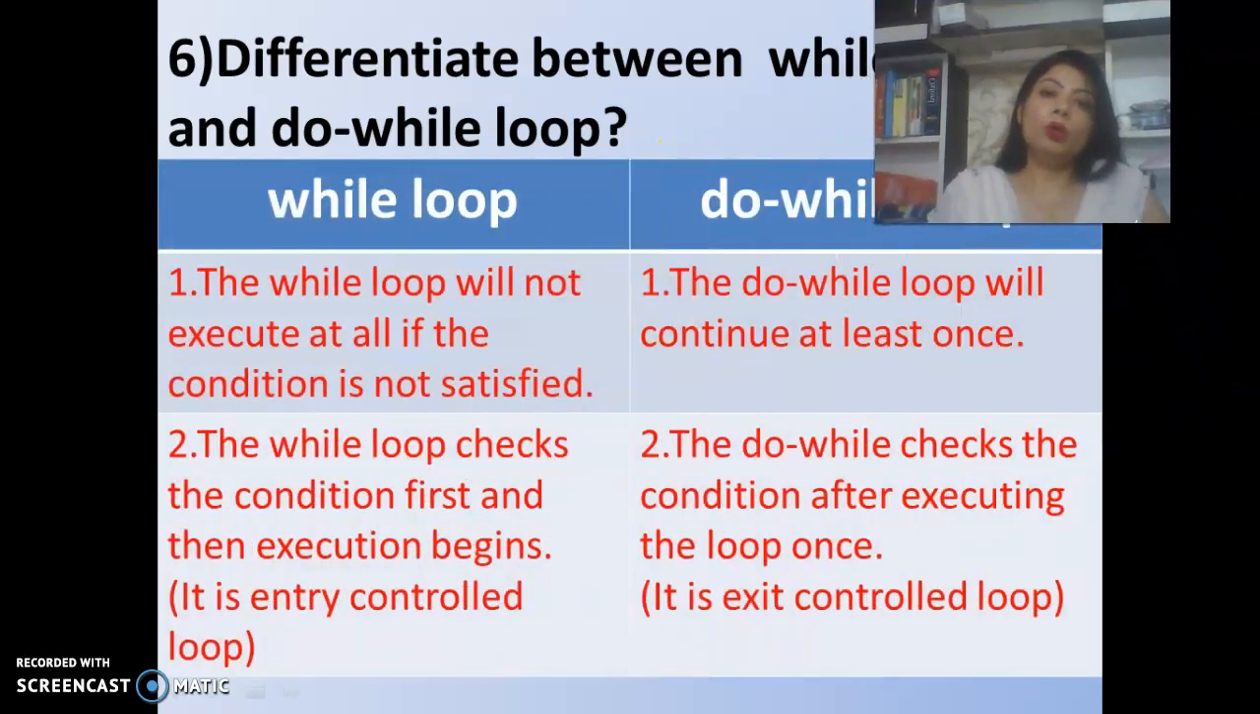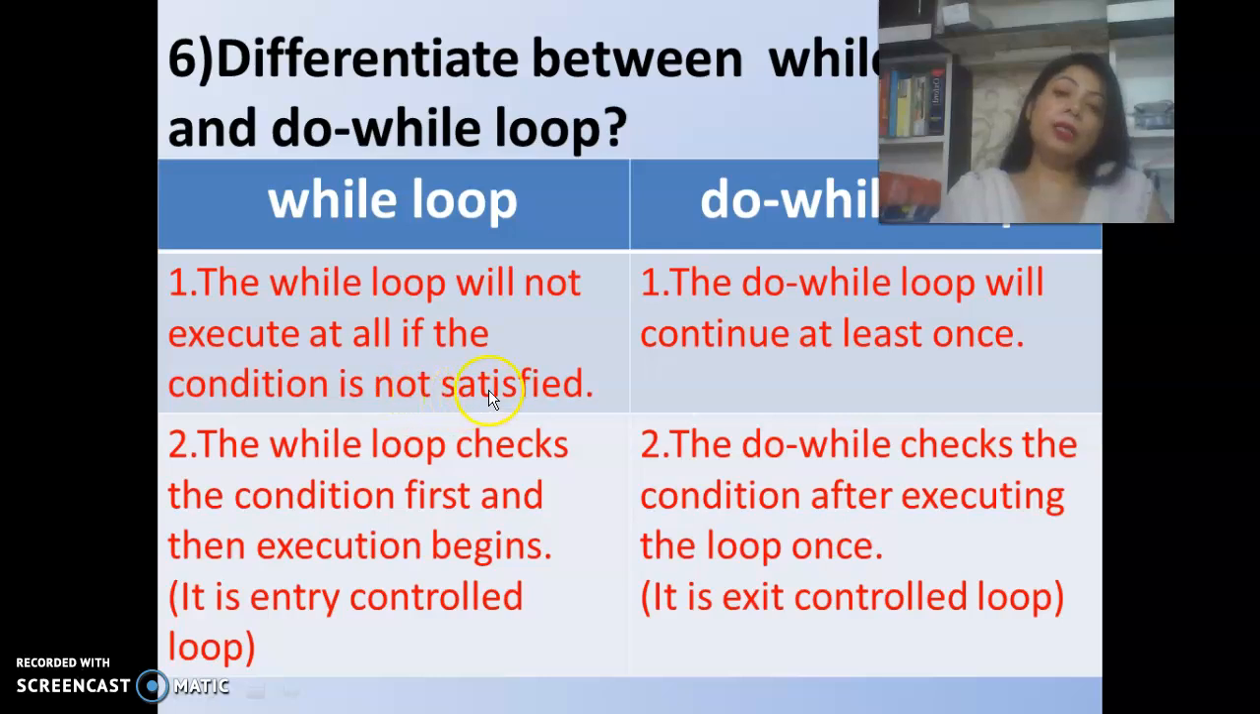So the next question is very important: differentiate between while loop and do while loop. The while loop will not execute at all if the condition is not satisfied, and the do while loop will execute at least once. Why? Because in case of while loop, first we write while, then the condition. If the condition is true, then only the loop will execute, otherwise not.